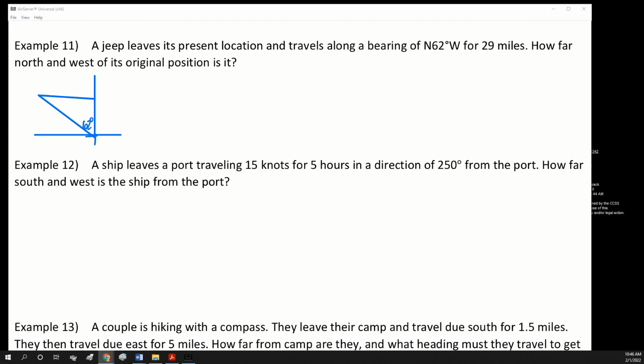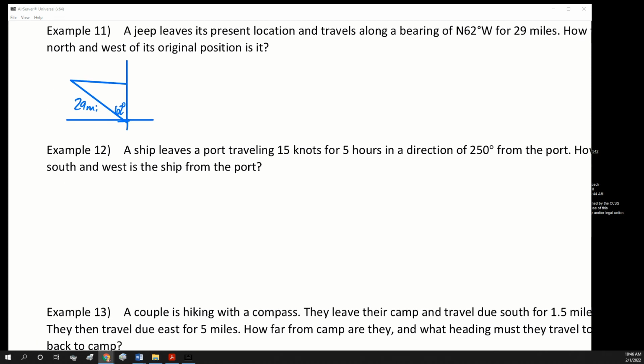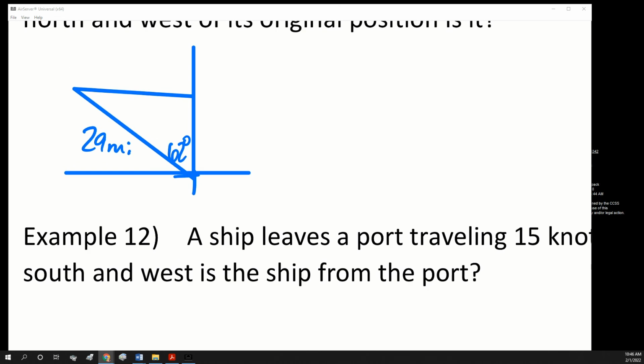And so I know that the Jeep traveled 29 miles along this hypotenuse. So I would make that 29 miles. And there's two things we're finding. We're finding how far north, which would be this vertical distance, and how far west this Jeep's traveled, which would be the horizontal distance.